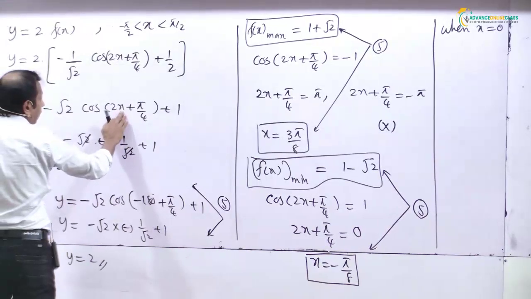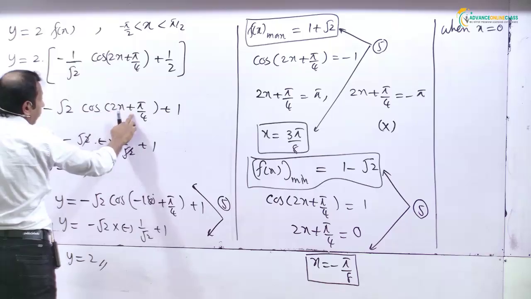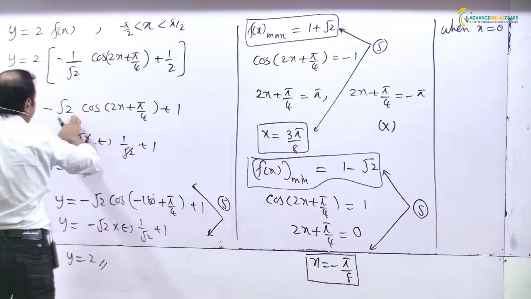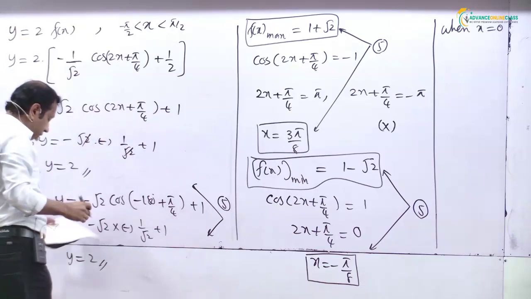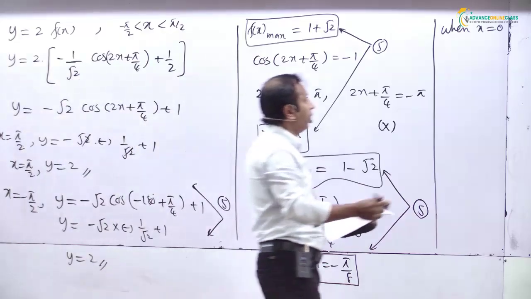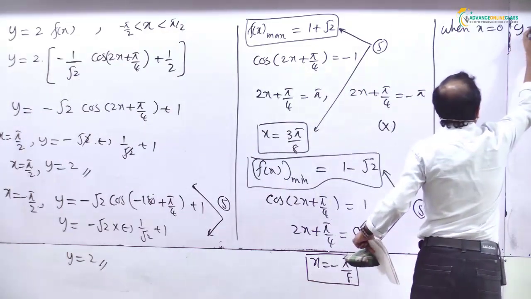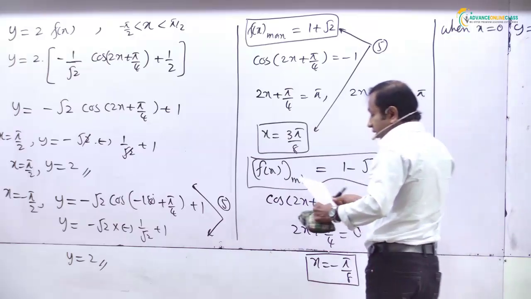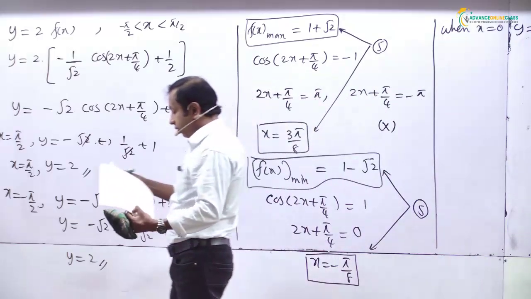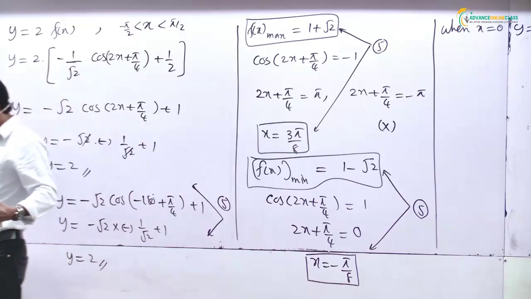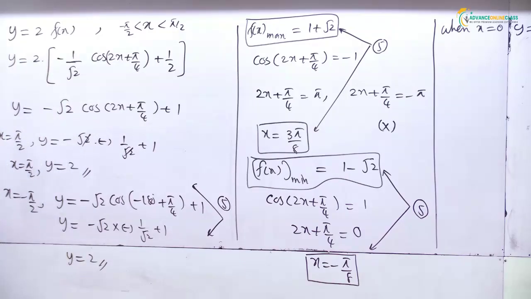When x equals 0, 2x + π/4 gives cos π/4, which is 1 over root 2; root 2 times 1 over root 2, we can cancel down. 1 minus 1 is 0, so y is 0. X equals 0, y 0 means the graph is passing through the origin, right?